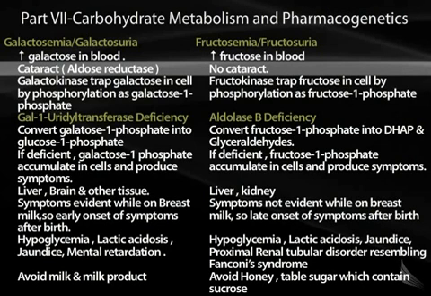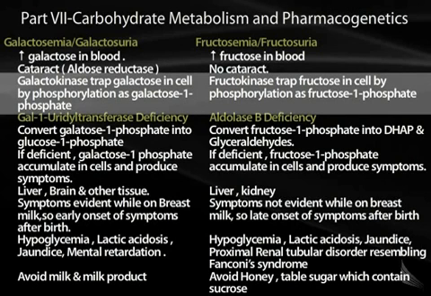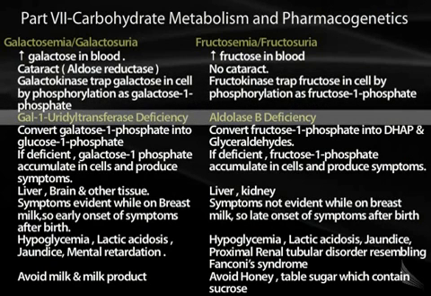In fructosemia there is no cataract formation. In galactosemia, we have galactokinase trapping galactose in cells by phosphorylation as galactose 1-phosphate. Fructosemia, same kind of mechanism. Fructokinase traps fructose in the cells by phosphorylation as fructose 1-phosphate. So again, we see similar mechanisms there. The enzyme deficiency in galactosemia is Gal-1 uridyl transferase. In fructosemia, it's aldolase B deficiency.